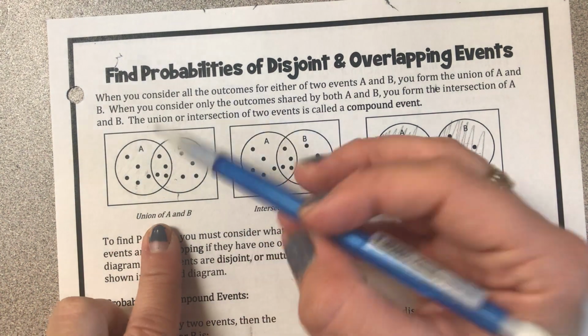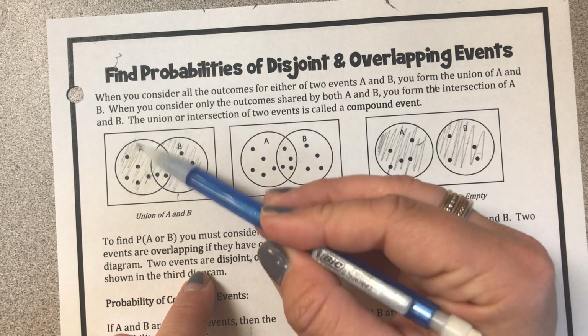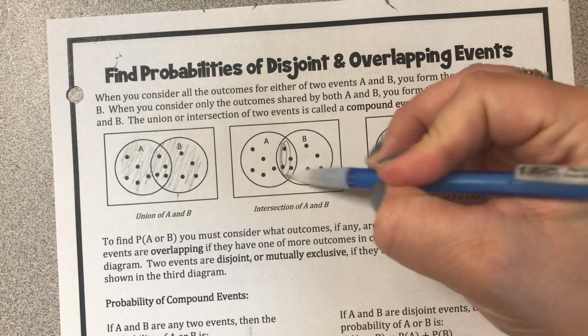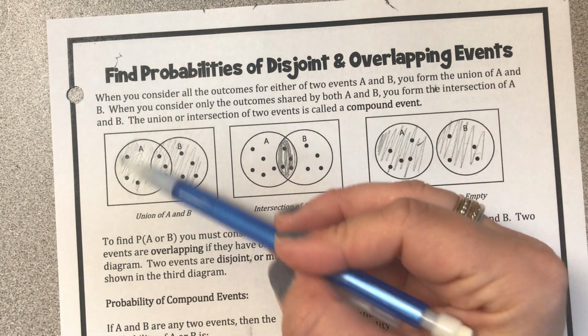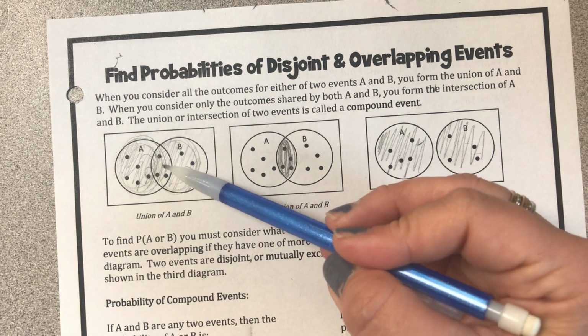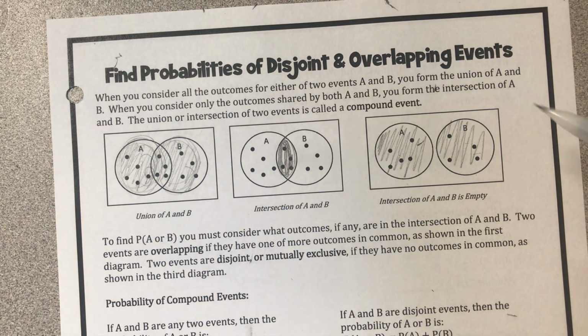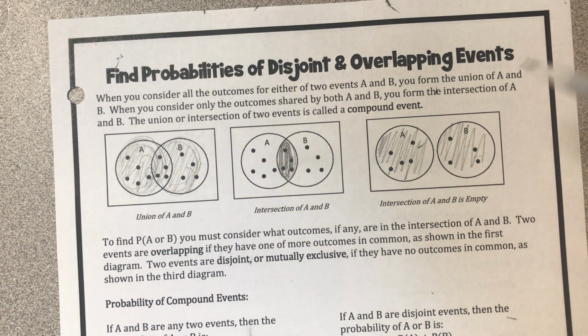Okay, so for example, this would be the union of A and B. But then we have to take into consideration that this little part here, we've counted twice. If I just say it's the probability of A plus the probability of B, well, this section I counted two times. So what I need to do is figure out what that little section is. That's the probability of A and B, and subtract that out.